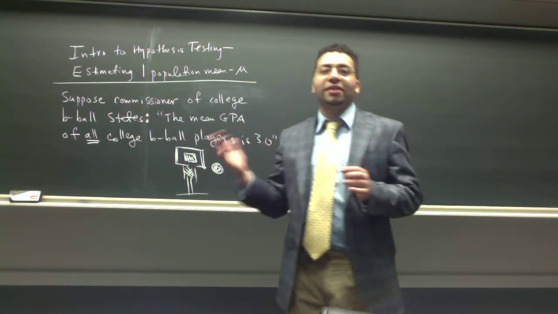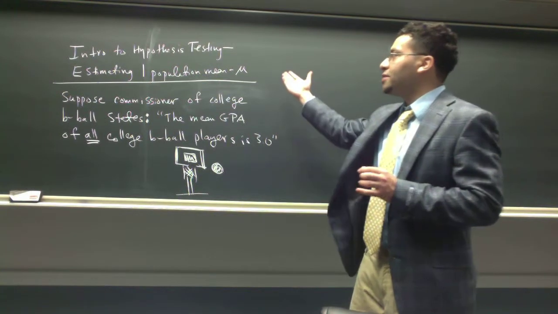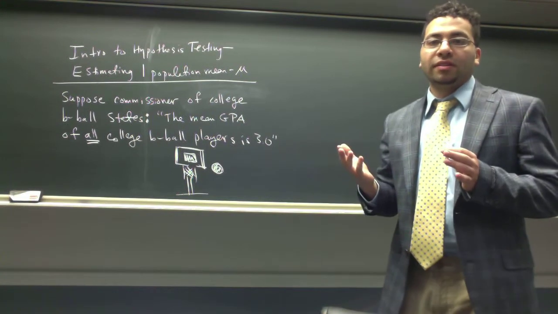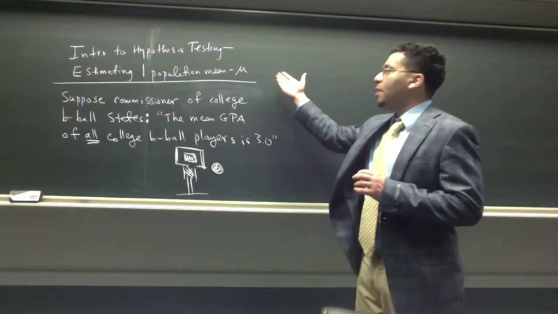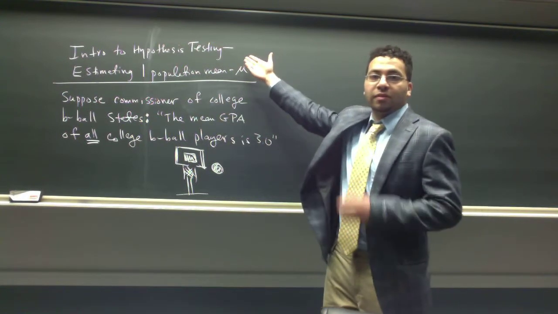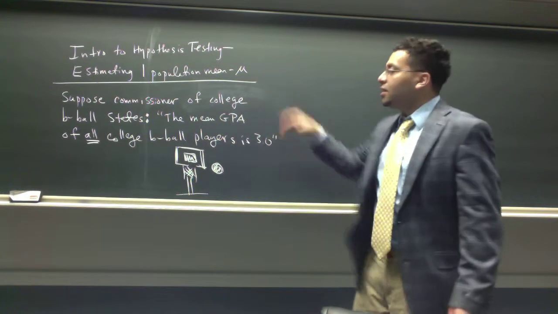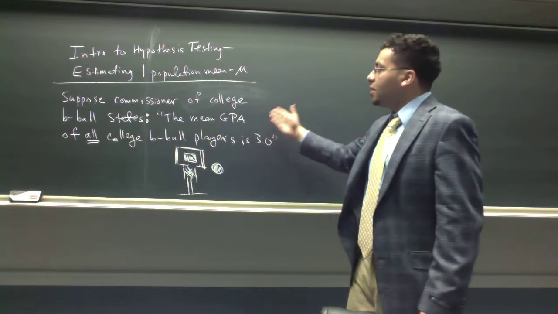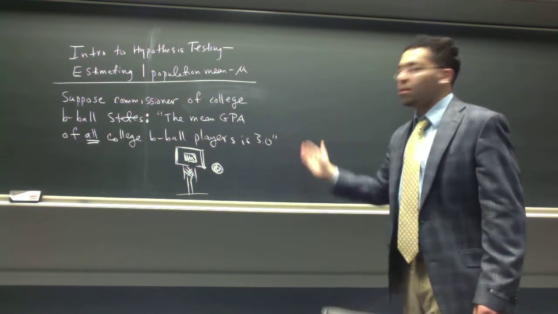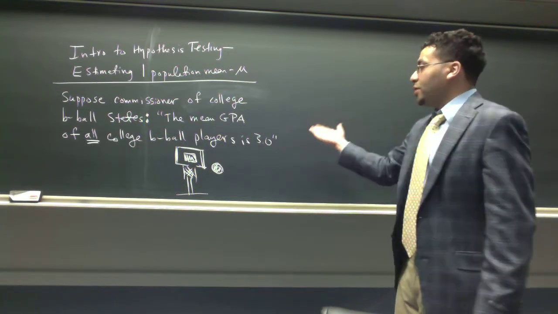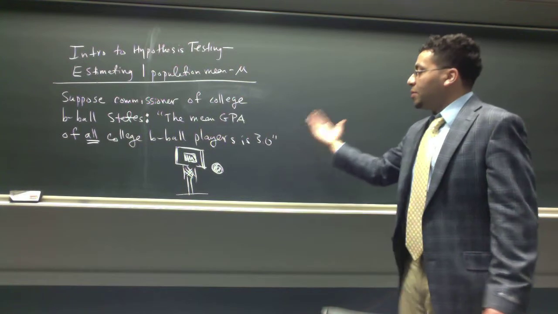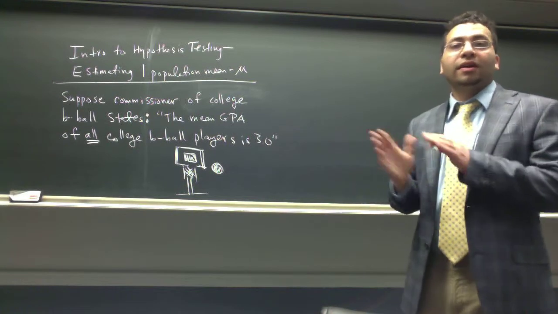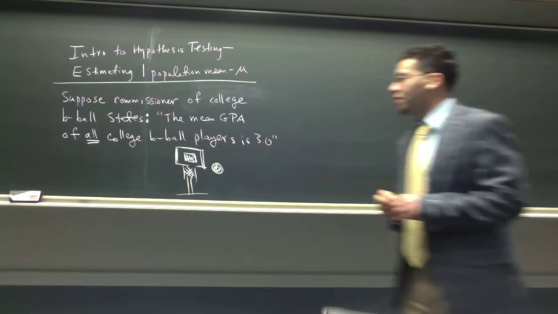Welcome everyone. Today's lecture is going to be an introduction to hypothesis testing for estimating one population mean. And I think the best way to illustrate how we can estimate one population mean using this particular technique called hypothesis testing is to look at an example. Suppose the commissioner of college basketball states that the mean GPA of all college basketball players is 3.0. So whether that's true or not is something up for debate, and we'll test whether the commissioner's statement is true by collecting data. And so we have a nice visual for our problem.